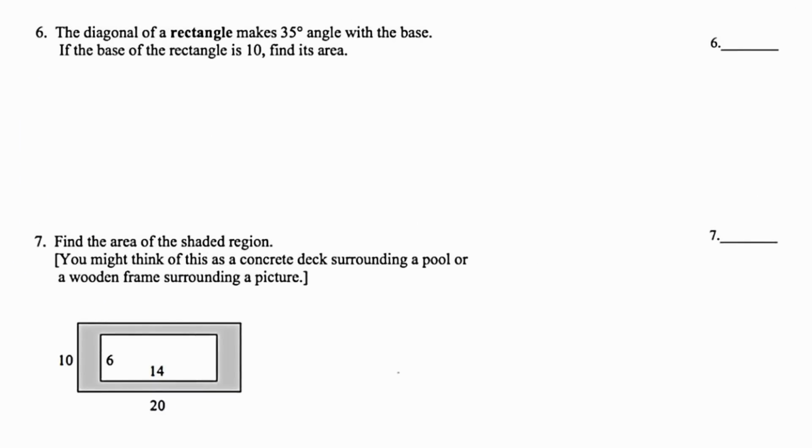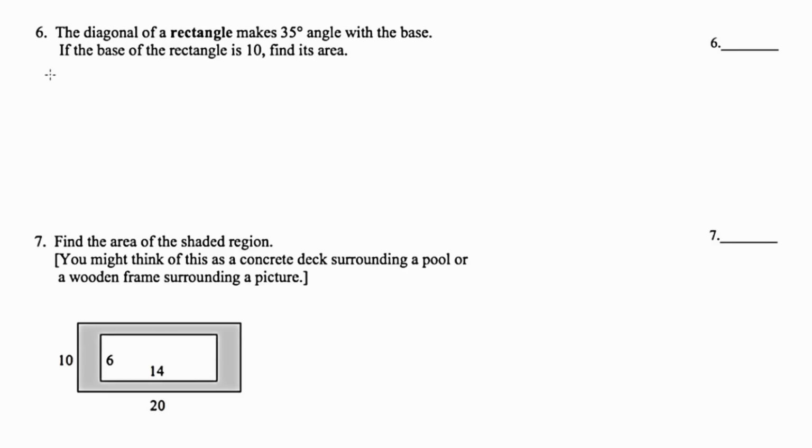Okay, so now we're on slide number 3 looking at question number 6. This question says, the diagonal of a rectangle makes a 35-degree angle with the base. If the base of the rectangle is 10, find its area. Now this question looks a lot like number 5, but there is a little twist that makes it more challenging, so you're going to really have to pay attention.